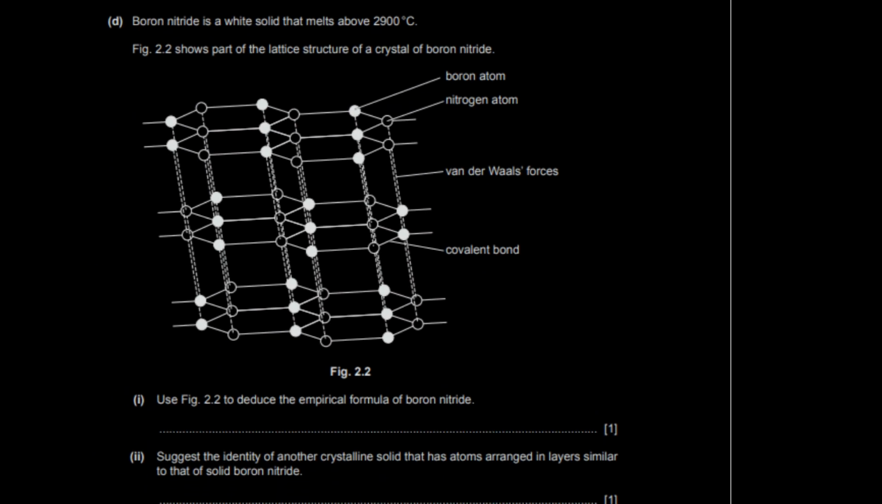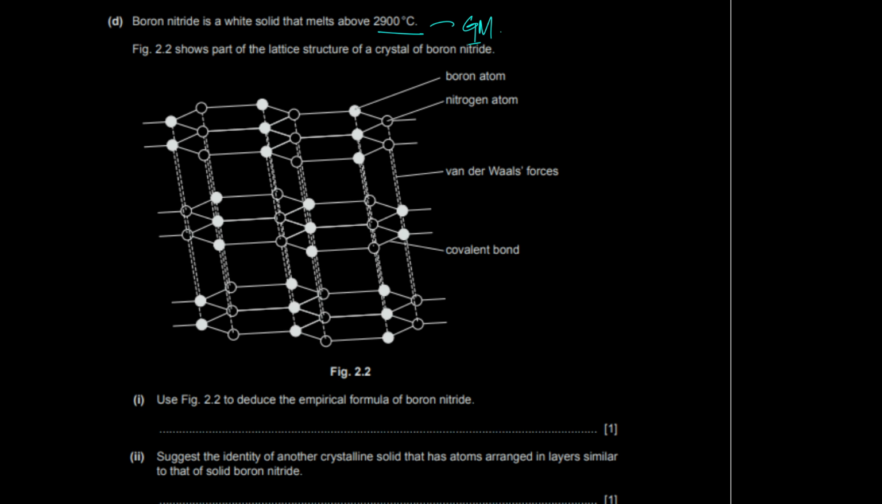Boron nitride is a white solid that melts above 2900 degrees Celsius, which is an indication that it's a giant molecular structure. Figure 2.2 shows part of the lattice structure of a crystal of boron nitride. Okay, good stuff. It looks like graphite, doesn't it? Use figure 2.2 to deduce the empirical formula of boron nitride.